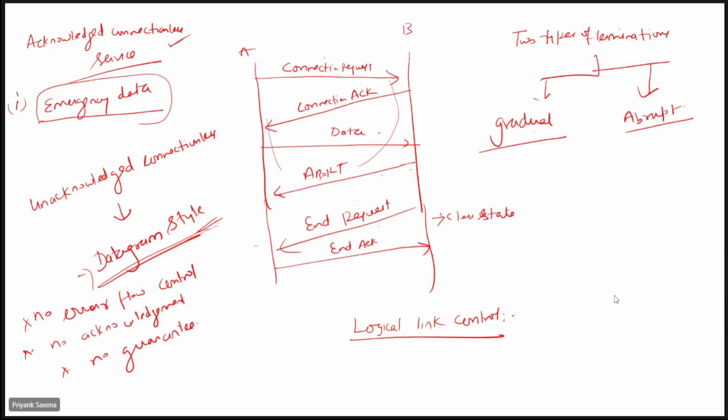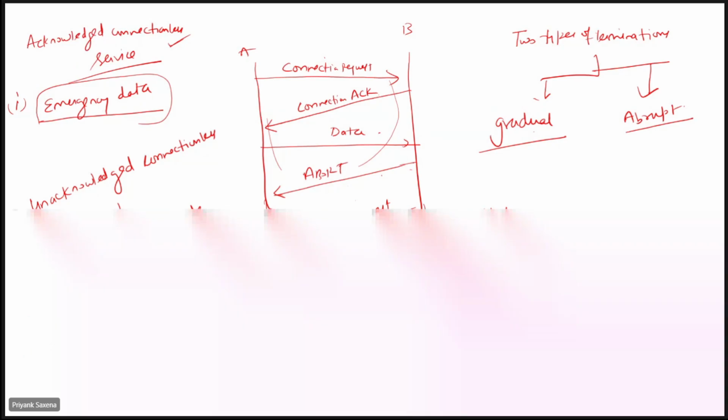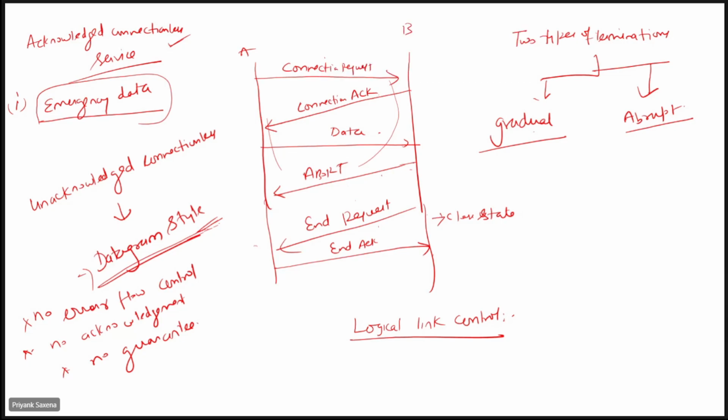UDP is an example. There are many such examples where you can have an acknowledged connectionless service for emergency data. So there is no overhead of connection establishment. There is no error and flow control because of the connectionless approach. Packets can travel anywhere in the network and reach the destination.